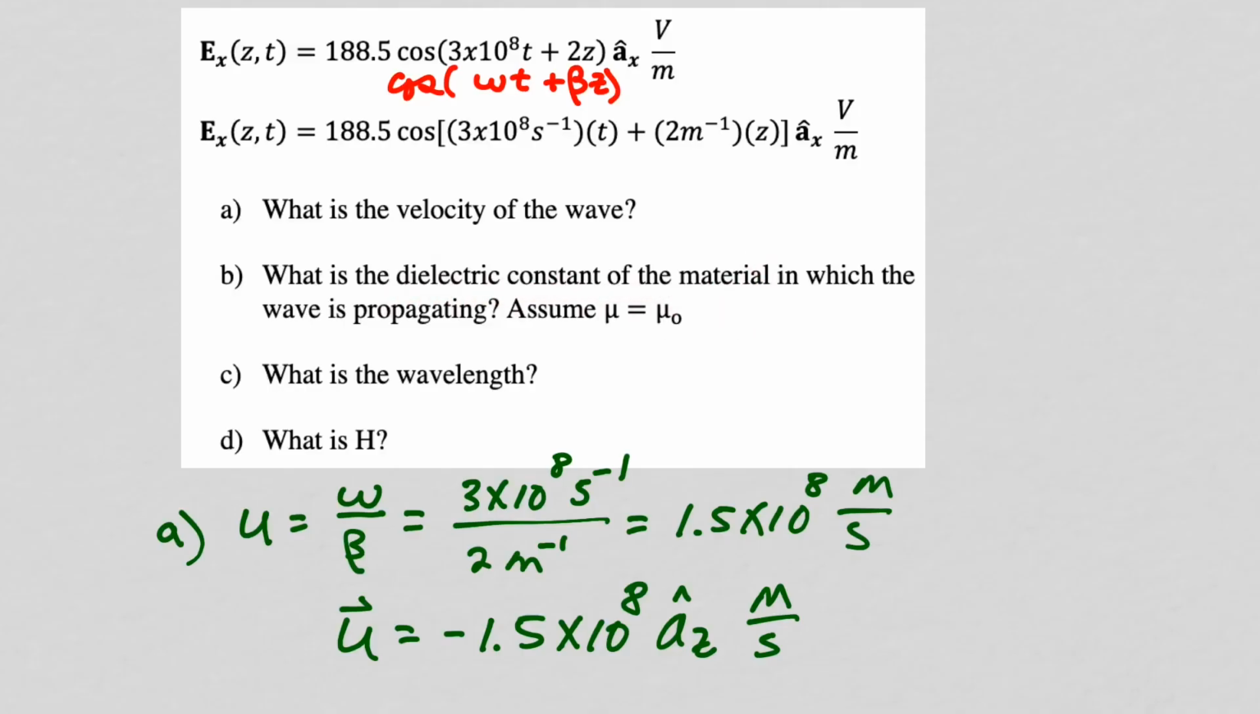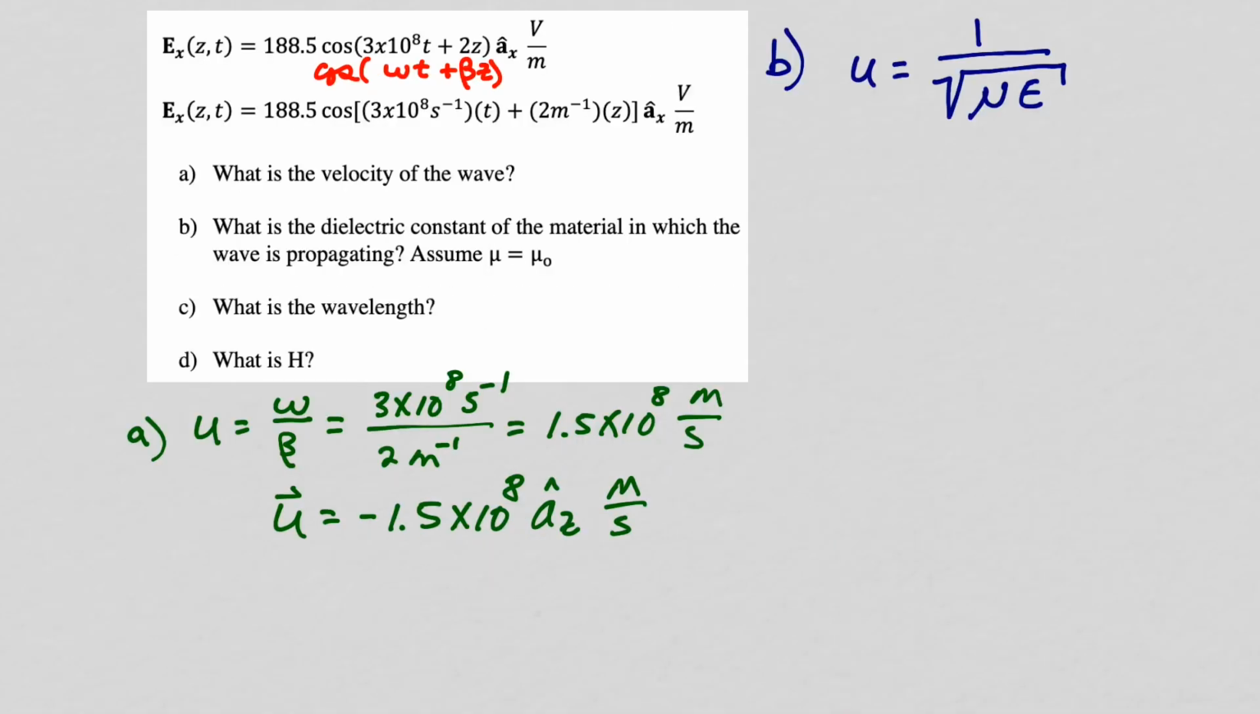Now in part B, you're asked to find the dielectric constant of the material in which the wave is propagating, and you're told that the material is non-magnetic, so that mu is equal to mu 0. You know that this wave is propagating in a dielectric because in free space the velocity would be 3 times 10 to the 8th meters per second. We know the velocity is equal to 1 over the square root of the product of the permeability and permittivity of the material in which the wave is propagating.